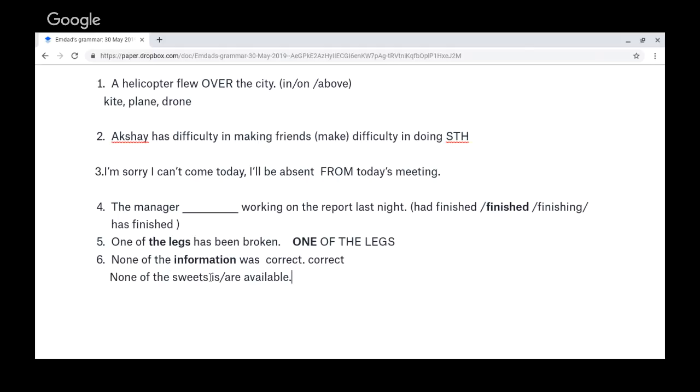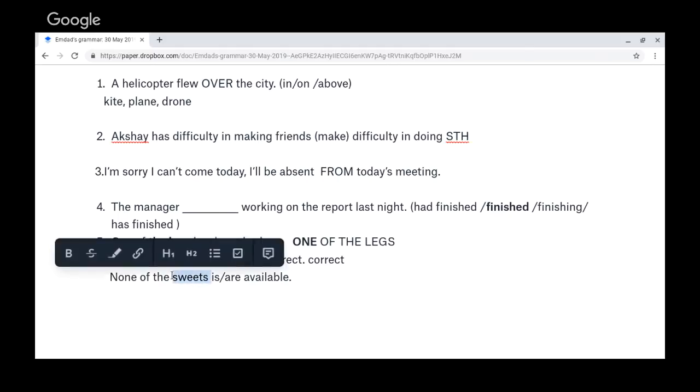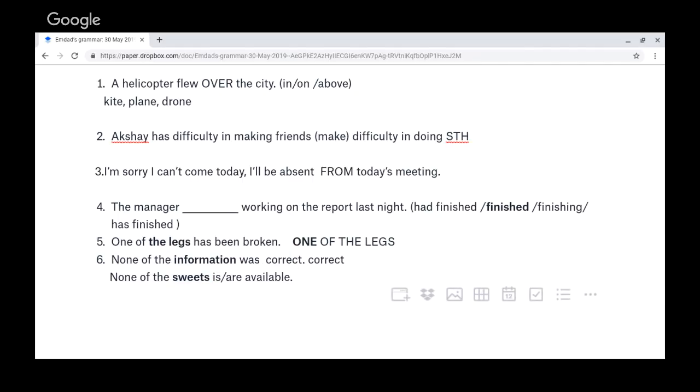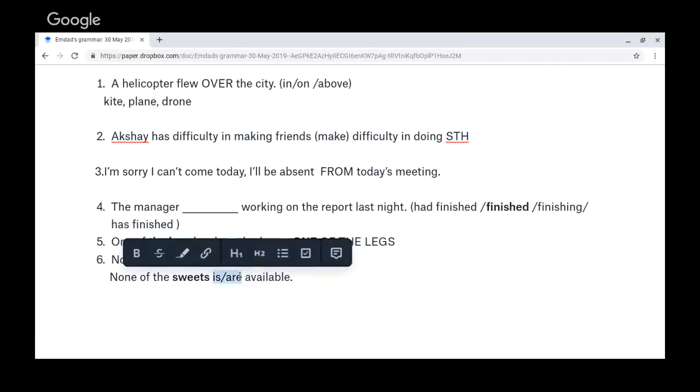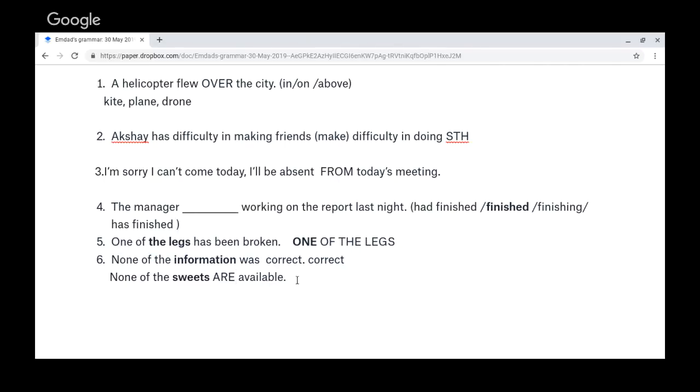Now when none of the is followed by a countable noun, the verb that comes immediately after it will be plural. Is it clear? Is or are? Are. Was or were? Were. Has or have? Have, not has. So none of the sweets have been provided, or has been provided?